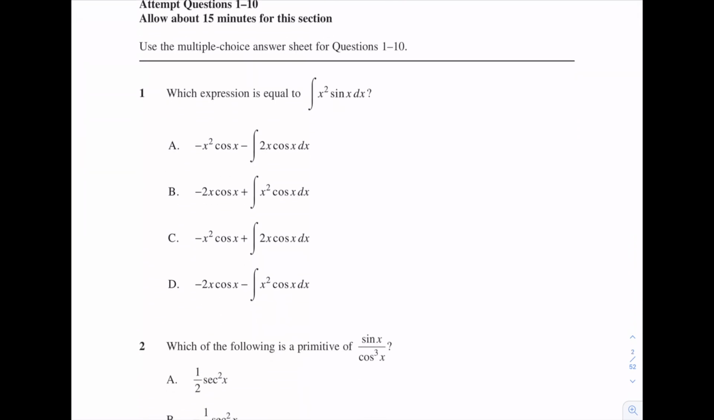Okay, so the first one, which expression is equal to this integral, the integral of x squared sine x? So immediately I'm thinking, let's use integration by parts because there really isn't another way of doing it. And I'm going to choose u to be x squared. So u dash is 2x, v dash is sine x, and v is going to be the integral of sine x, which is minus cos x. Don't forget that minus sign. So our integral is u times v, so minus x squared cos x, minus the integral of, let's see, u dash times v. So 2x times negative cos x. Well, that negative and negative gives us a positive cos x dx. And so our answer should be C. That looks like it matches up.